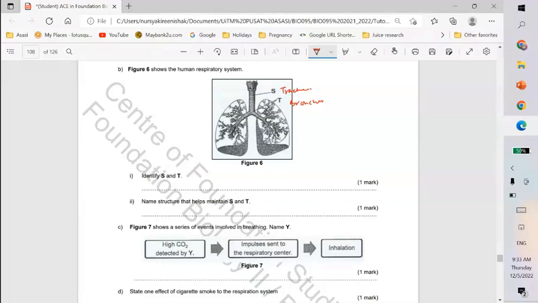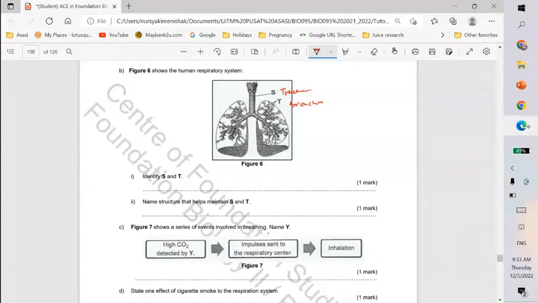Next, Sufia. Name the structure that helps maintain S and T. My answer is cartilage. Why is it significant that the trachea, your airways, is made up of cartilage? The cartilage reinforces the walls of the trachea and bronchus, making sure the airways are always kept open so they do not collapse. Compared to the esophagus behind it, which is all made up of muscle. This is to keep the airways always open. It is the same with the tracheal system in insects, which is made up of chitin.